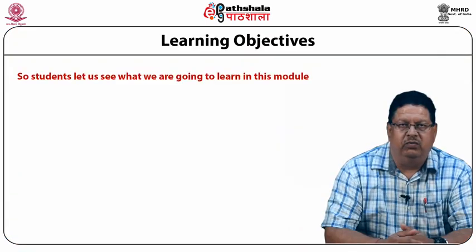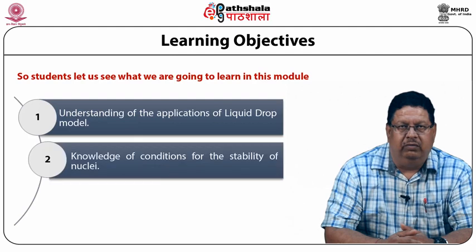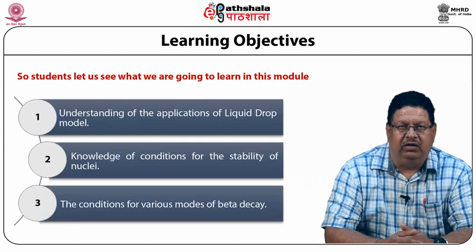Today we are going to discuss the module Nuclear Models Part 3 from the paper Nuclear and Particle Physics. After studying this module, you should be able to understand: number 1, the applications of the liquid drop model; number 2, knowledge of the conditions for the stability of nuclei; number 3, the conditions for various modes of beta decay.